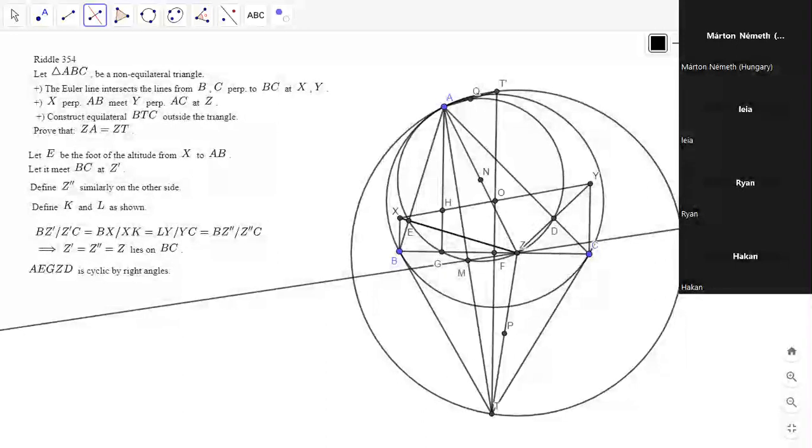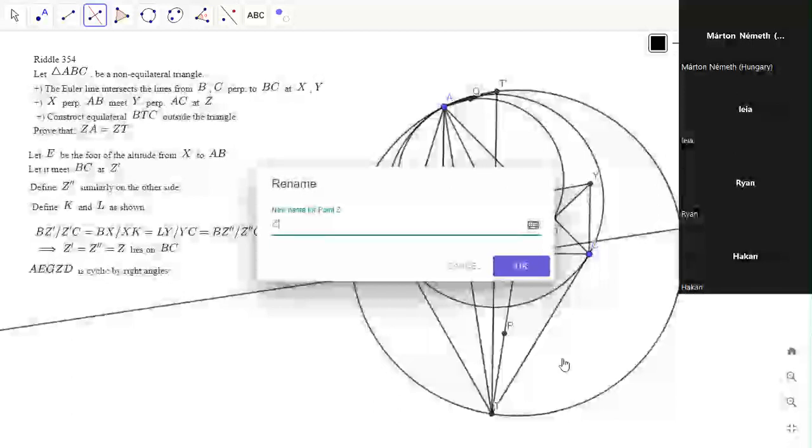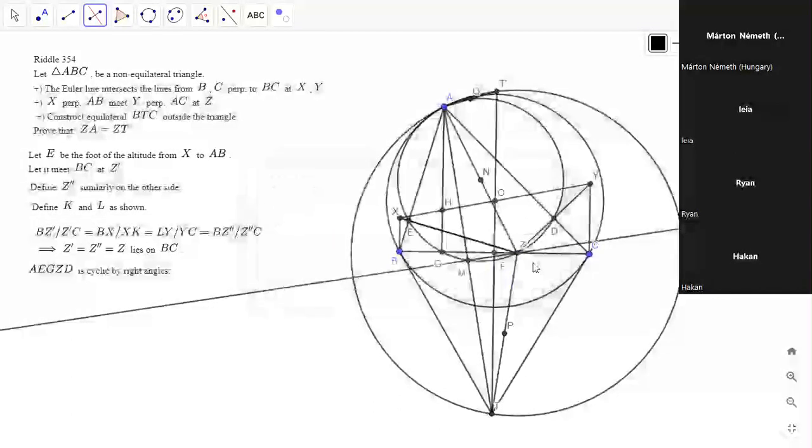Okay. So let's call that point Z prime. Then we have that ratio, and we try to prove that ZB over ZC is equal to Z prime B over Z prime C. ZB over ZC equals Z prime B over Z prime C. I don't know if it works.